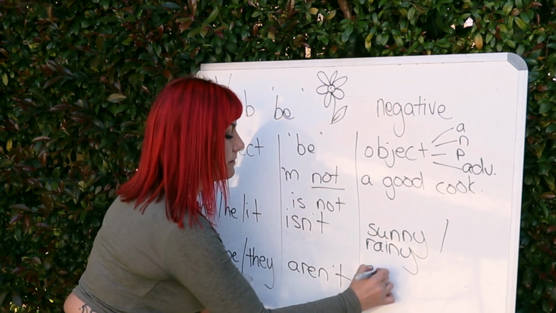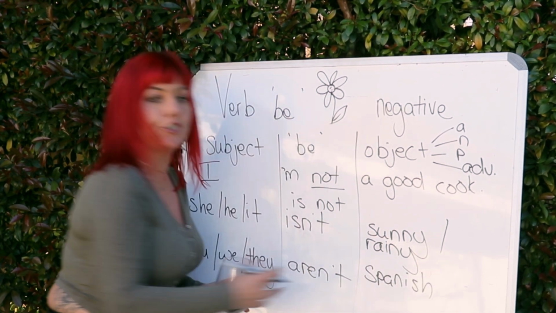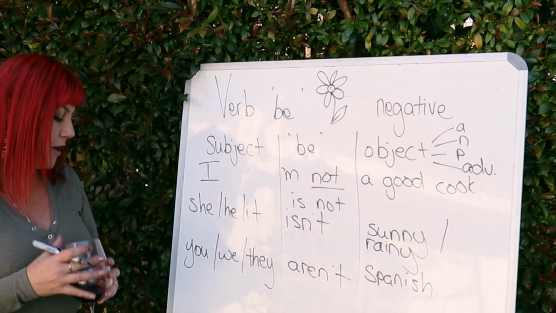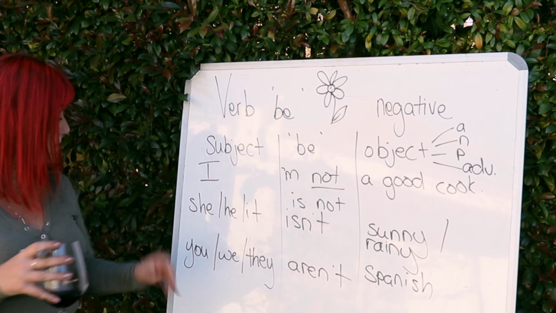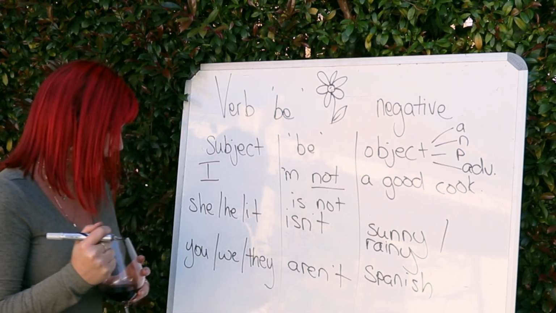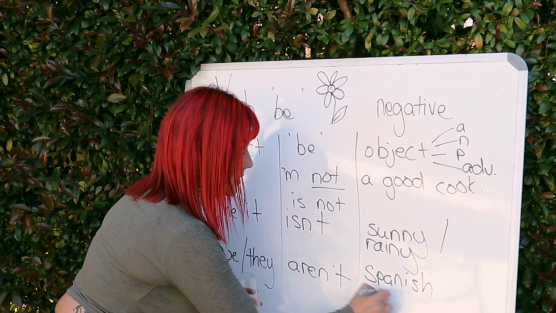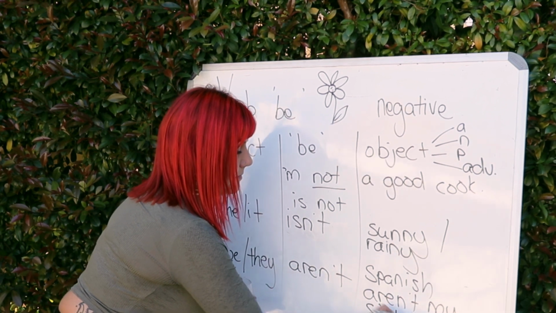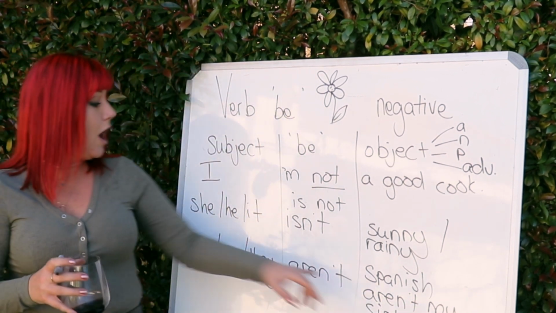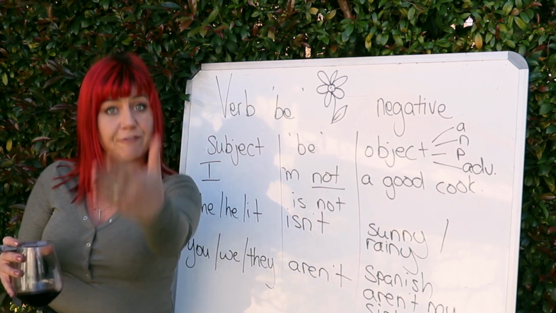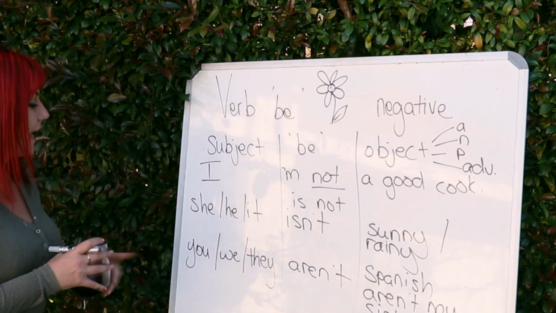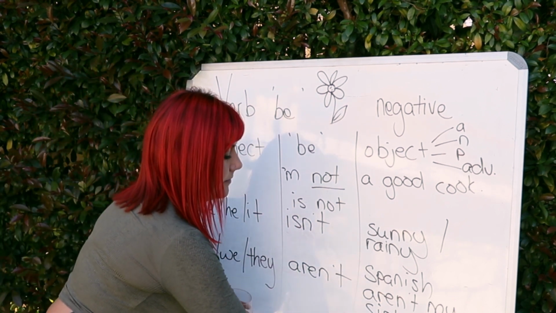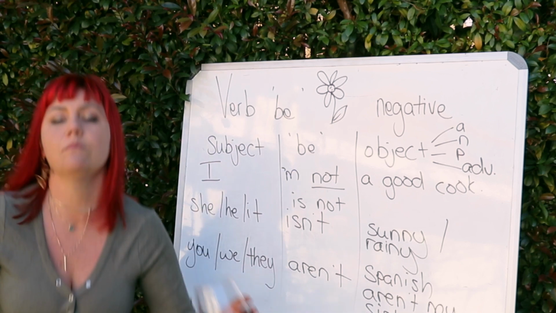We aren't Spanish. Remember, I told you we can speak about our nationality here when it comes to objects. We aren't Spanish. You aren't my sister. It's in the negative. You're my friend, but you aren't my sister. Okay, and they aren't from Japan.